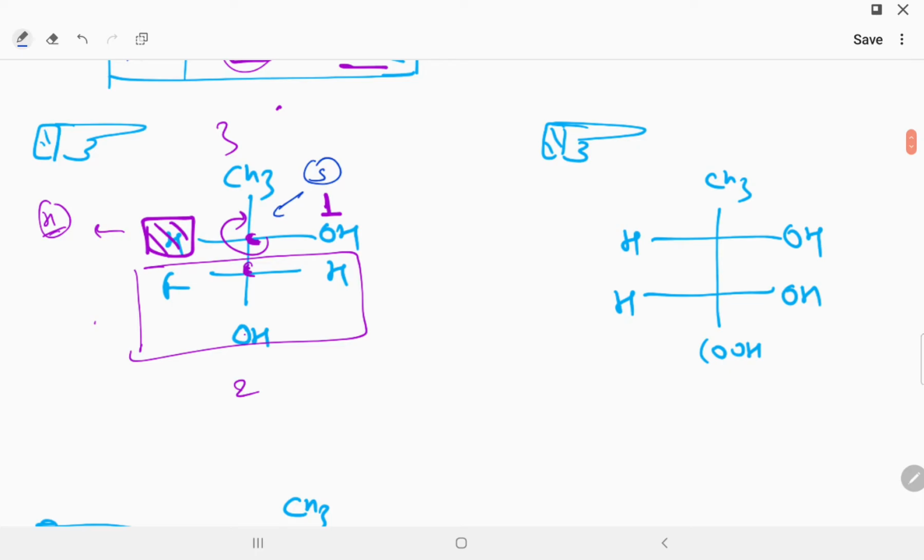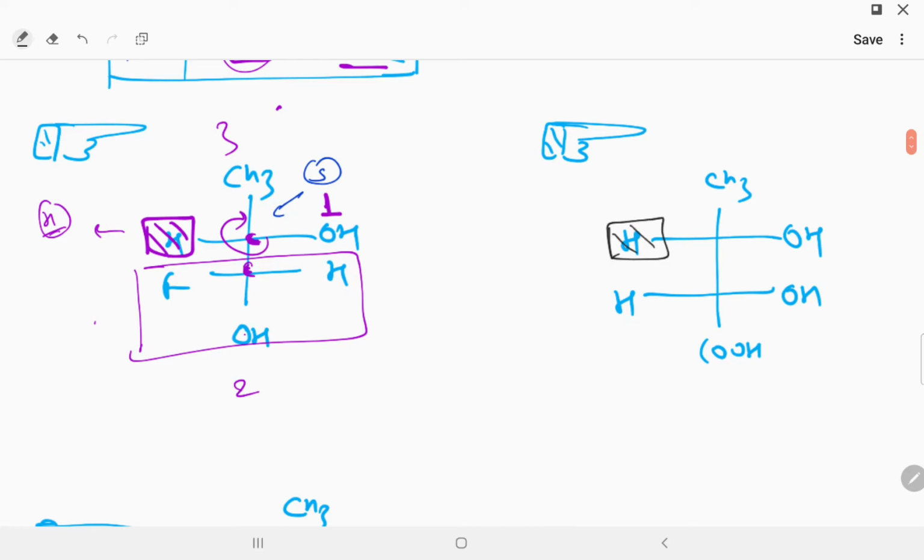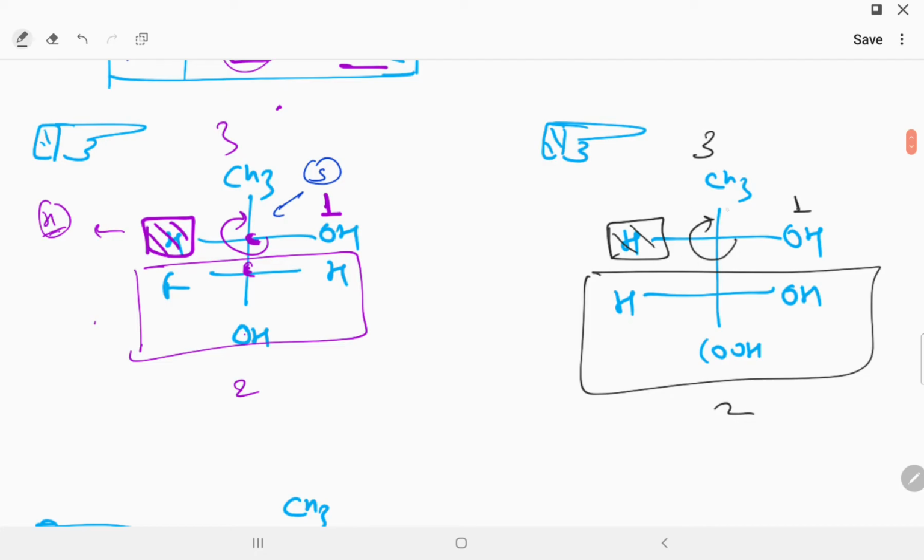Okay. Now if we look at the second question, we go forward to the next question. In this H is the least priority group. We take OH as 1. Then the below group we give 2, and the above is 3. 1 2 3. This is again horizontal clockwise, S.